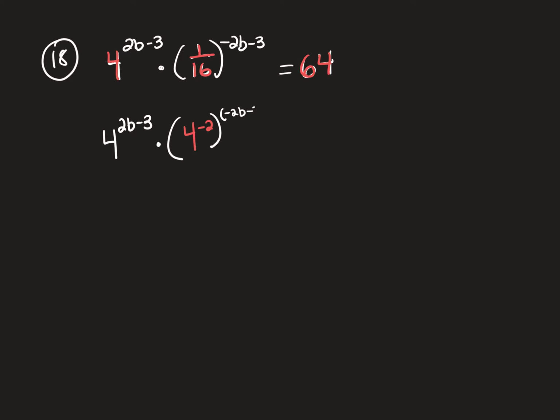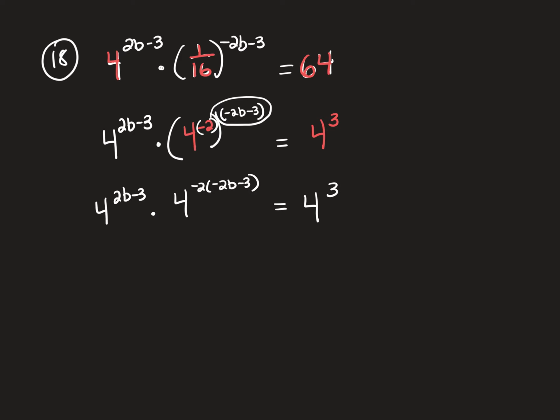Now that's still being raised to the negative 2 minus 3 power. And then 64 we know is just 4 cubed. So let's clean this up a little bit, right? We've got 4 to the 2b minus 3 power times, now this negative 2 is going to be multiplied by this. So I'd have negative 2 times negative 2b minus 3 equals 4 to the third power.